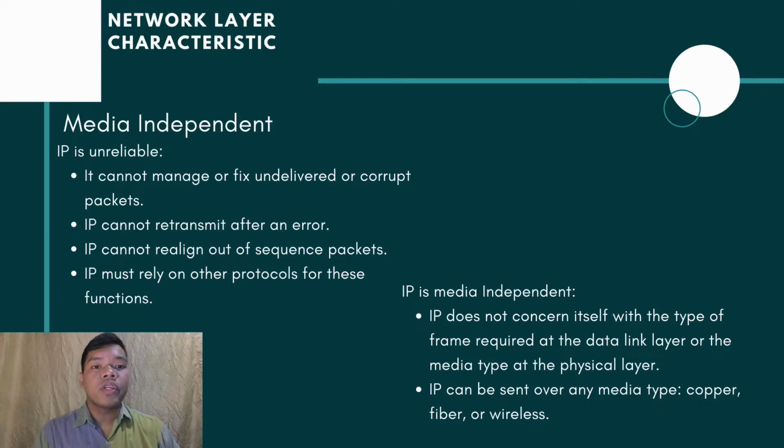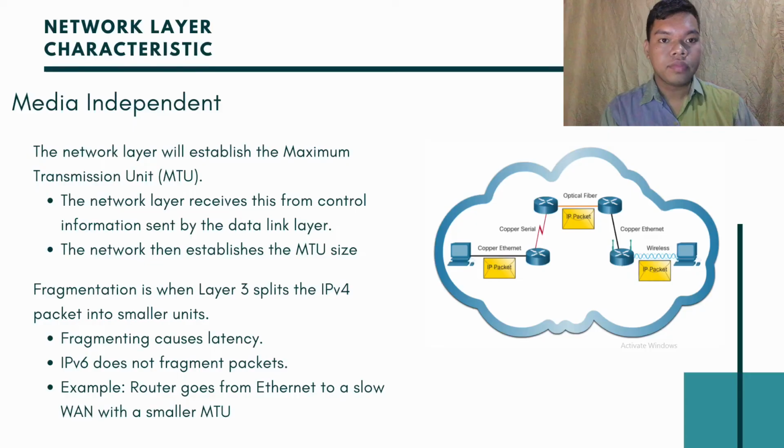IP does not concern itself with the type of frame required at the data link layer or the media type at the physical layer. IP can be sent over any media type: copper, fiber, or wireless. It is media independent. The network layer will establish the maximum transmission unit, or MTU. The network layer receives this from control information sent by the data link layer. The network layer then establishes the MTU size.